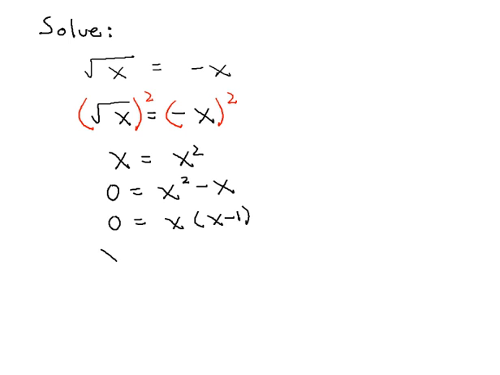So the possible solutions to this equation would be x is equal to 0 or x is equal to positive 1. Now keep in mind, those are possible solutions. We need to be sure that they are valid by checking them back in the original. So what we'll do, let's check first x equal to 0.